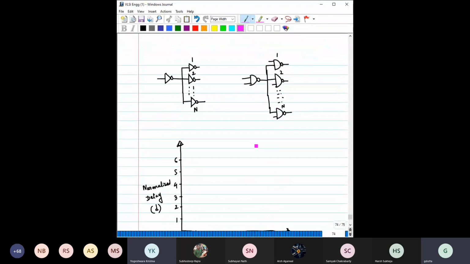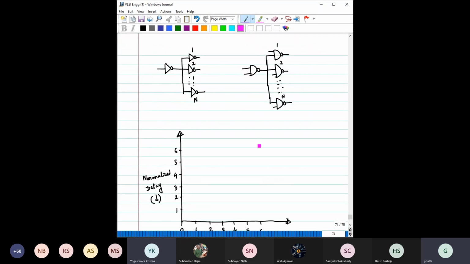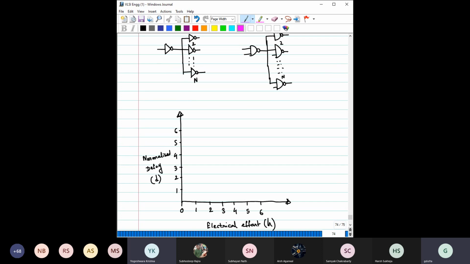Let us say that this inverter is driving, say, n number of inverters. Same gates, so should not be an issue, right? So this inverter is driving n number of inverters, where this n can change. Then the second case is a 2-input NAND gate. Say this 2-input NAND gate is driving again n number of NAND gates. Same. Right. Then we would like to plot this.